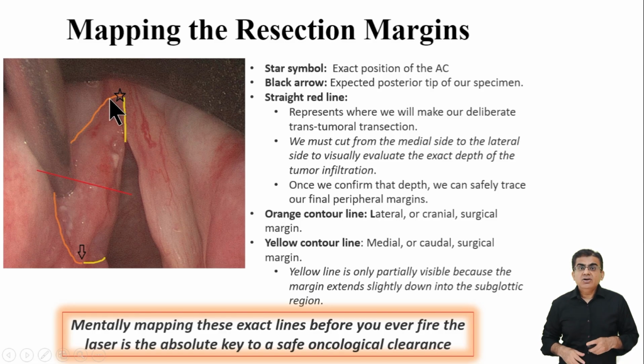Finally, look at the yellow contour line below it. This yellow line represents our medial or caudal surgical margins. You will notice this yellow line is only partially visible because the margins extend slightly down into the subglottic region. Mentally mapping these exact lines before you ever fire the laser is the absolute key to a safe oncological clearance.